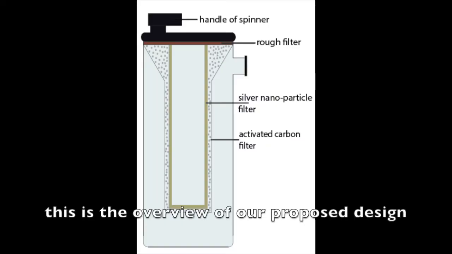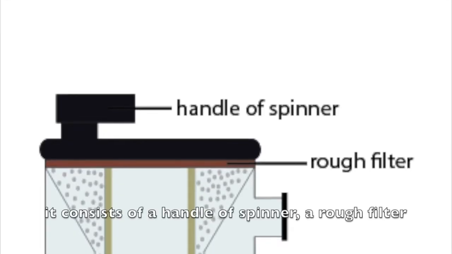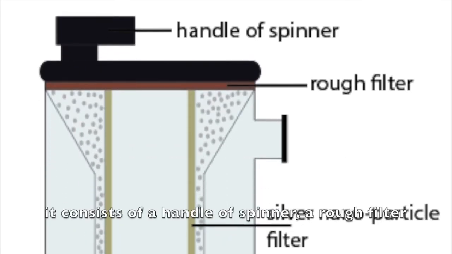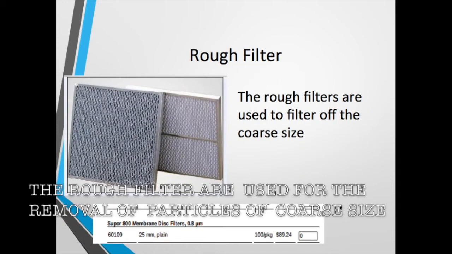This is the overview of our proposed design. Now let's take a closer look at it. It consists of a handle-off spinner, a rough filter, silver nanoparticle filter, as well as activated carbon filter. Raw filters are used for the removal of particles of coarse size.